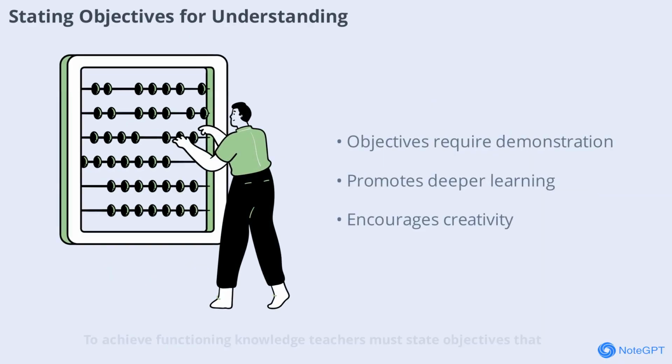To achieve functioning knowledge, teachers must state objectives that require students to show their understanding, not just repeat information. This means designing tasks where students explain, analyze, apply, or create, rather than simply recall. For example, instead of asking students to list facts, teachers might ask them to solve a problem or design a project. These kinds of objectives push students to engage more deeply and demonstrate true understanding.